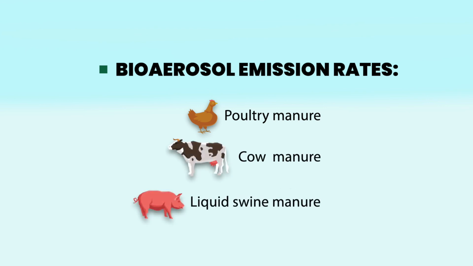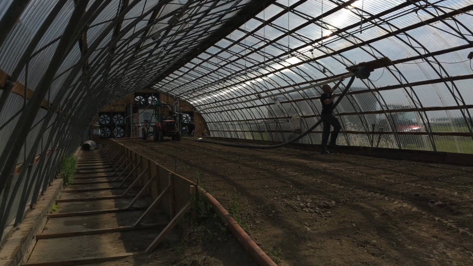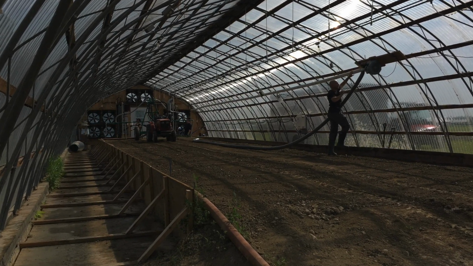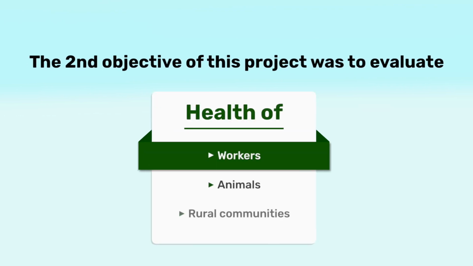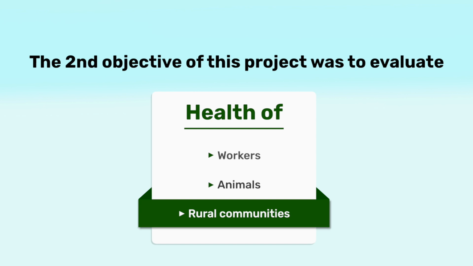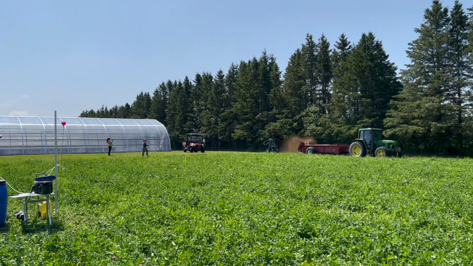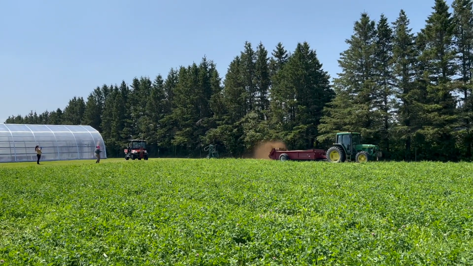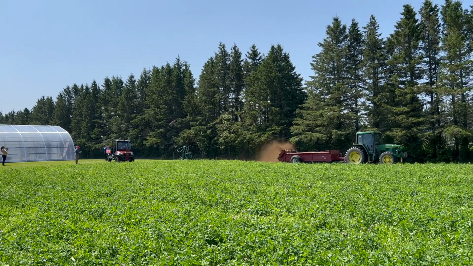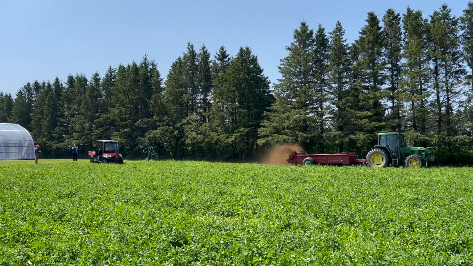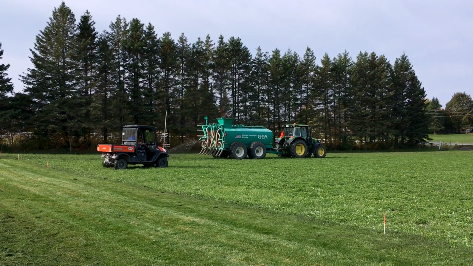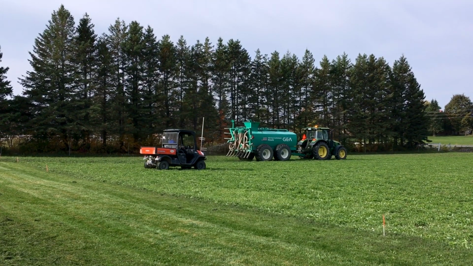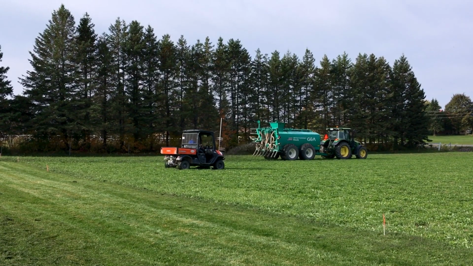With the emissions properly quantified in a controlled environment, the second objective of this project was to evaluate the health risks for workers, animals, and rural communities. An intensive field sampling campaign is currently being carried out to measure airborne contaminants and evaluate risks under actual field conditions. A series of preliminary spreading tests was performed using liquid swine manure with a splash plate spreader.